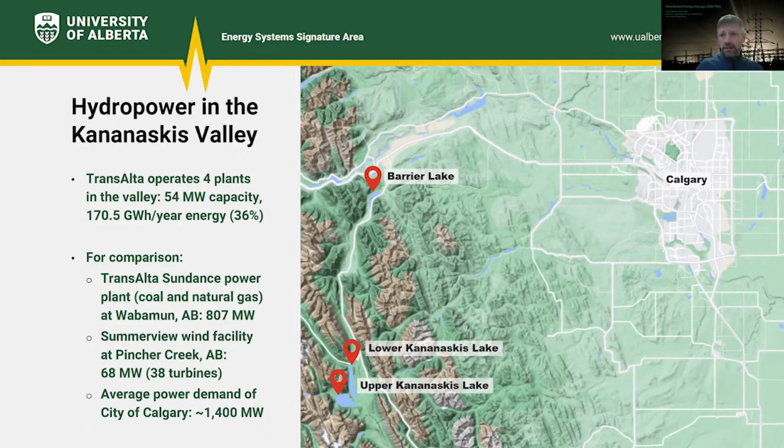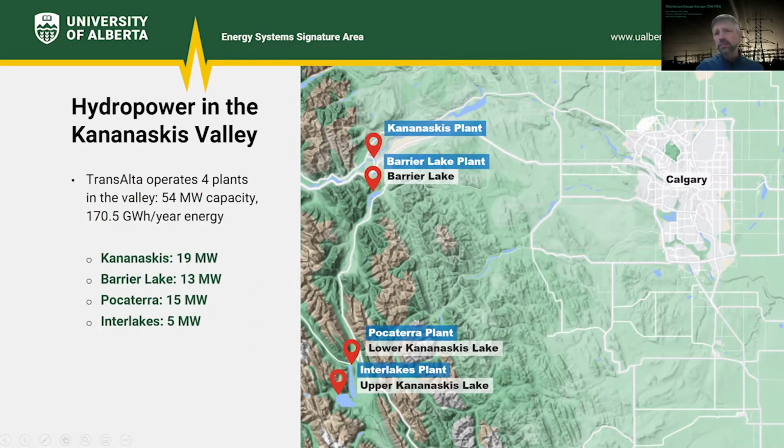And for comparison, over the average of the year, the city of Calgary needs about 1,400 megawatts of power to operate. So this hydropower system in the Kananaskis Valley is small. It's not a massive power system, right? But it's nice. So there are the four hydro plants.